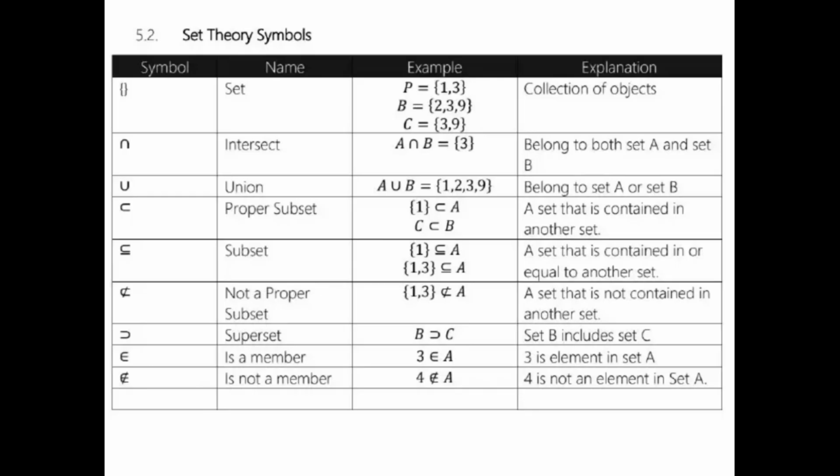So, the set theory symbols. First, we have the set. To identify it, it should have curly braces. It is enclosed. A set is a collection of objects. For example, we have here set A with elements 1 and 3, and B with elements 2, 3, 9. And C has 3 and 9.